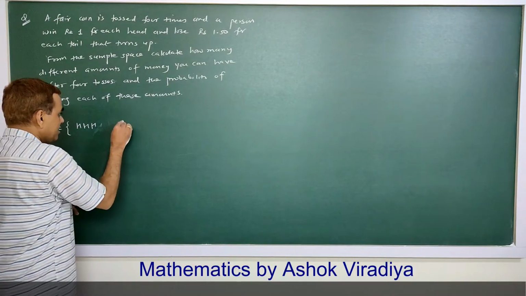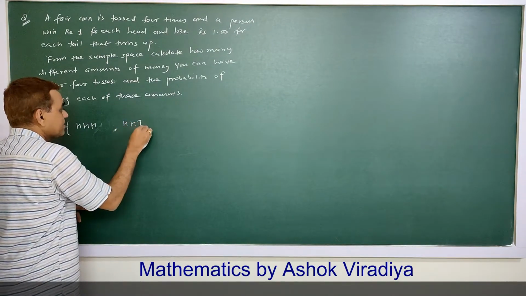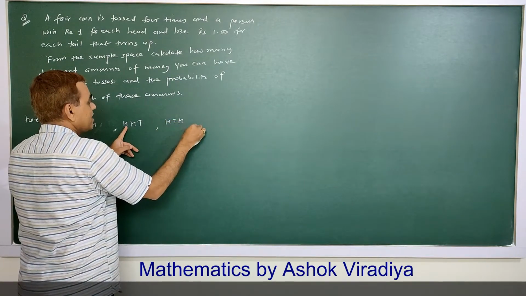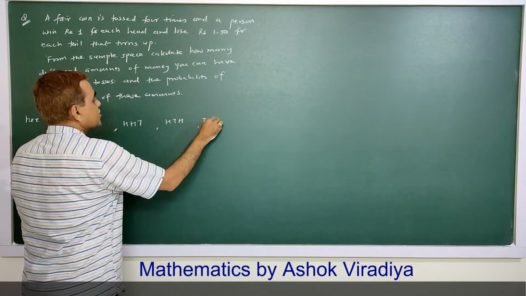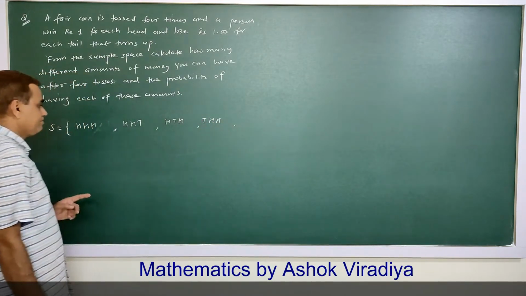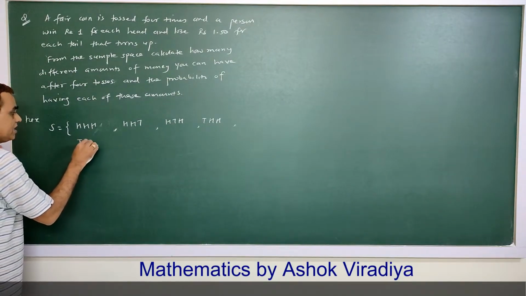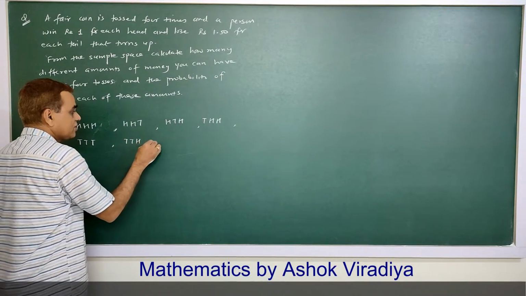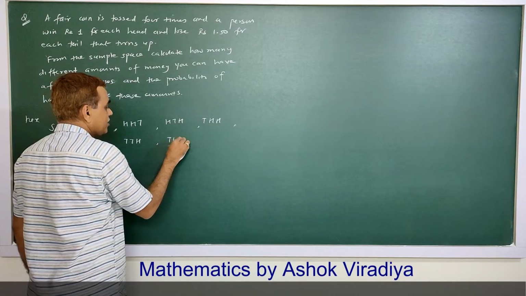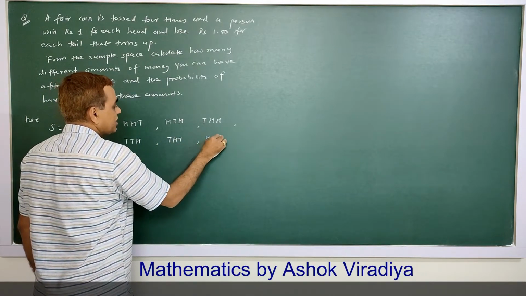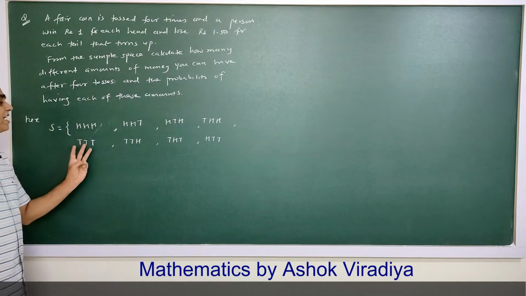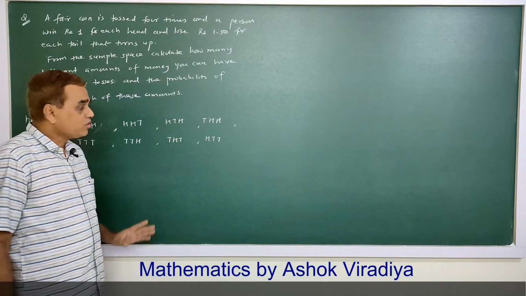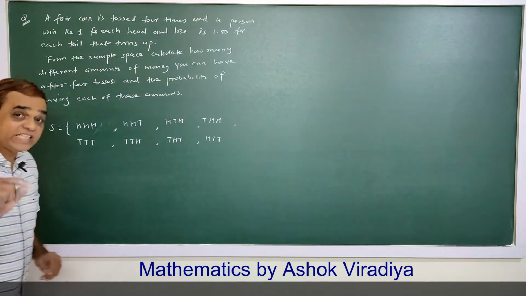So HHH, then I keep here HHT, then HTH, then THH, then TTT, then TTH, then THT, then HTT. 3 times H, 3 times T, here 2 times H, here 2 times T. So these are 8 outputs when a coin is tossed 3 times.